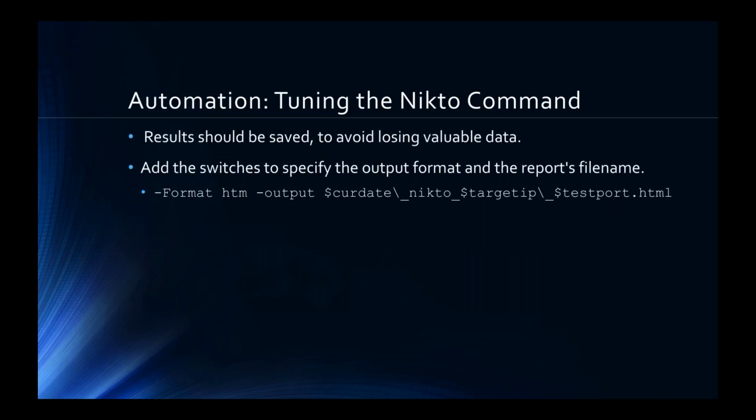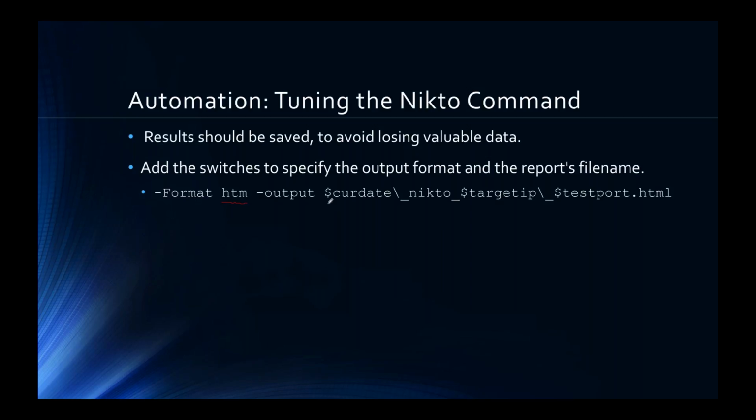The other thing that we didn't do with the first iteration of the script was to save off the output. We want our output saved to a file so that we can refer to it later and have a list of all of the findings. In this case, we're going to specify the HTM format, and you can see here that we've got format HTM. Then we're going to use the -output switch to specify a file name.